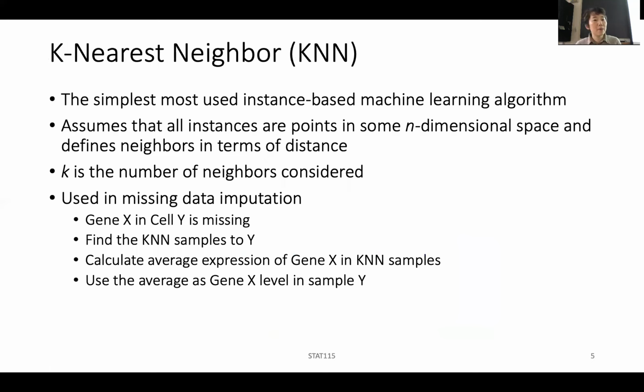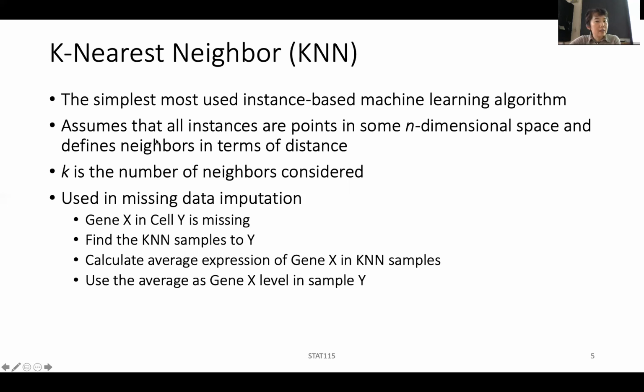Another approach that people use is called k-nearest neighbor. This is actually the simplest and most used instance-based machine learning algorithm. An instance in this case would be every sample that we have, some tissues, whether it's normal or disease or any conditions. We are assuming that all the instances are points in an n-dimensional space. In our case, the n dimension is all the genes in the genome that you observed.